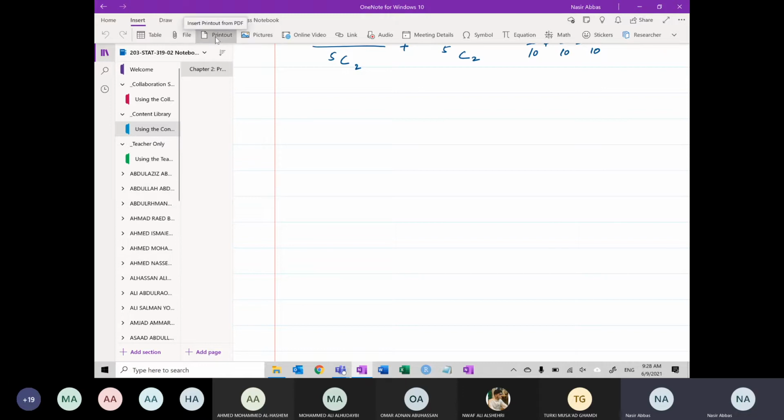So if there is a PDF, I would prefer to see it as a printout, not as a file. Because if you attach as a file, I will have to download and then open. As a printout, I'll be able to see it directly here and comment on it.